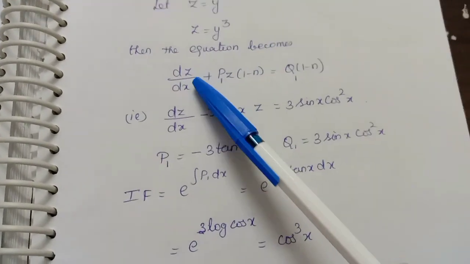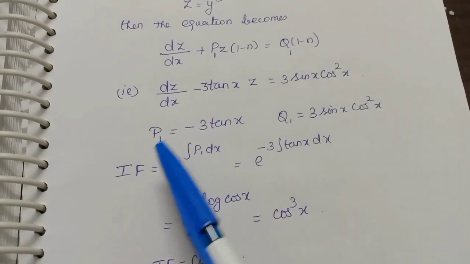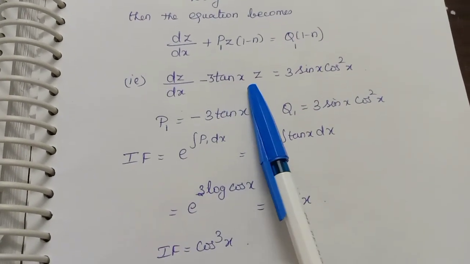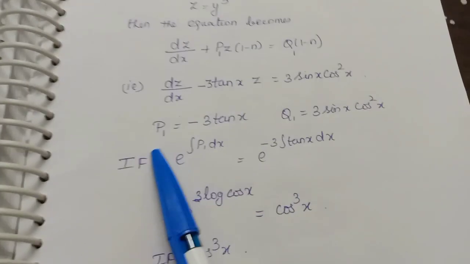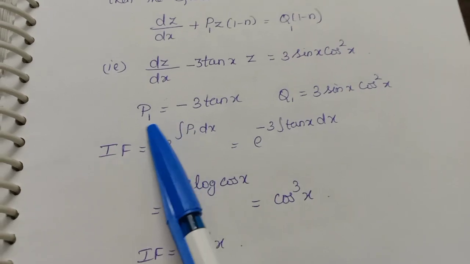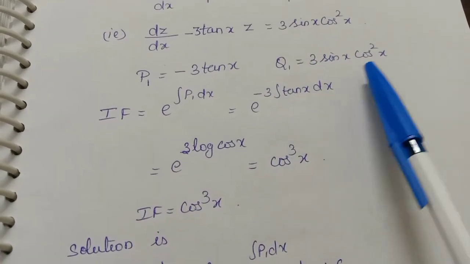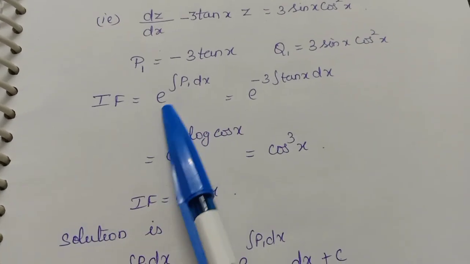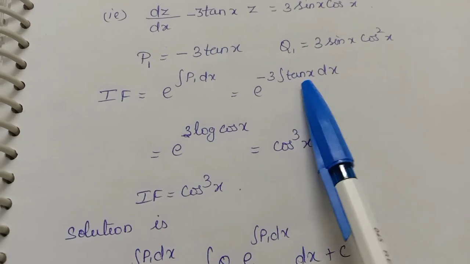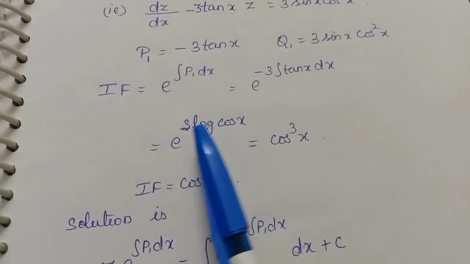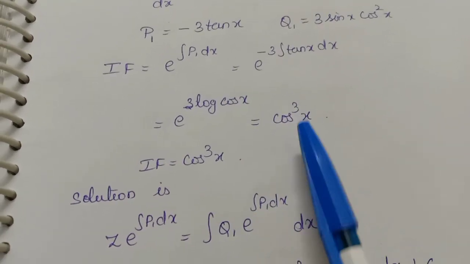So the equation reduces to dz by dx plus pz into 1 minus n equals q into 1 minus n. So dz by dx minus 3 tan x z equal to 3 sin x cos square x. For identifying the factors correctly, I am taking p1 as minus 3 tan x and q1 as 3 sin x cos square x. So the integrating factor is e power integral p1 dx, so e power minus 3 integral tan x. Integration of tan x is log cos x. So e power 3 log cos x is simply cos cube x.